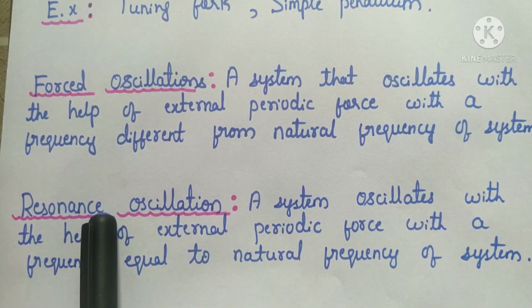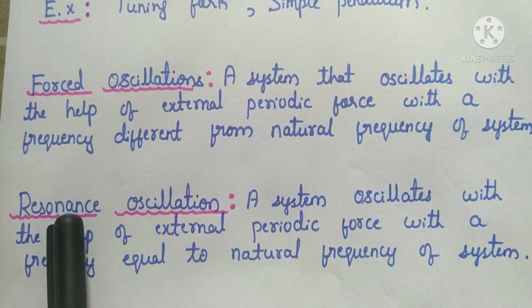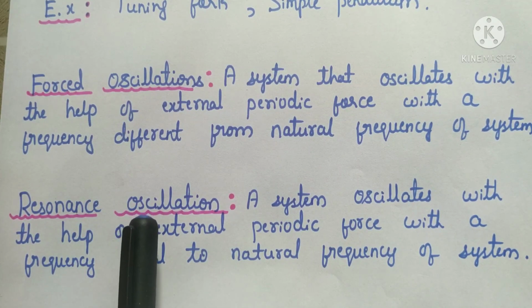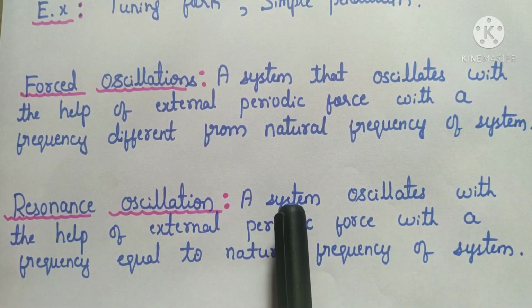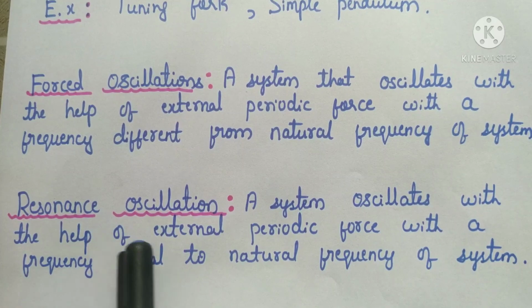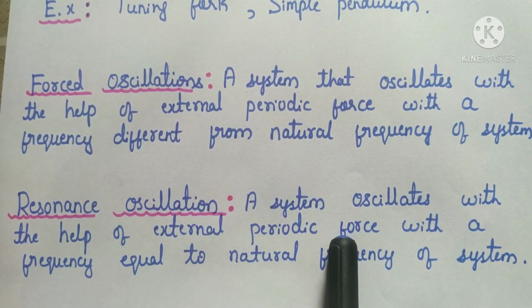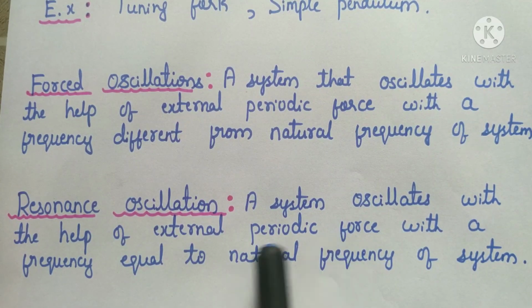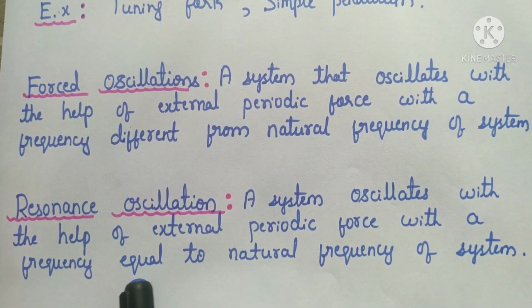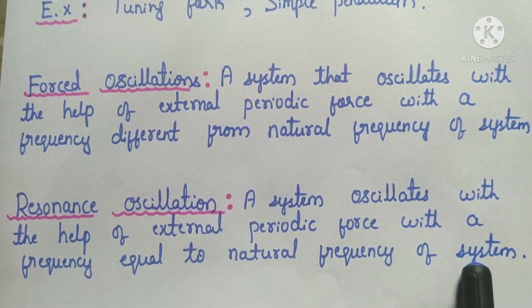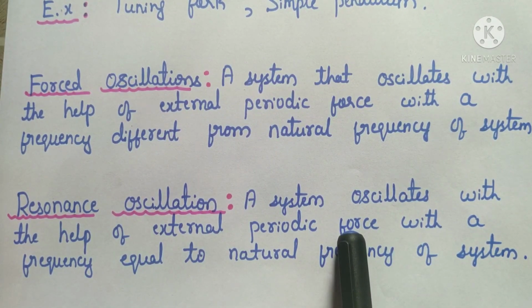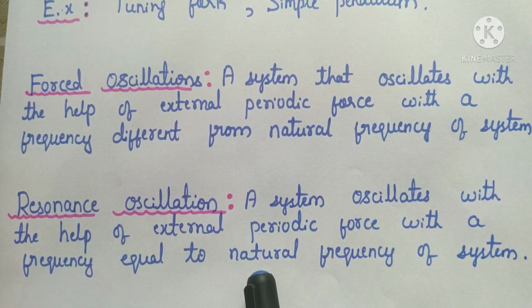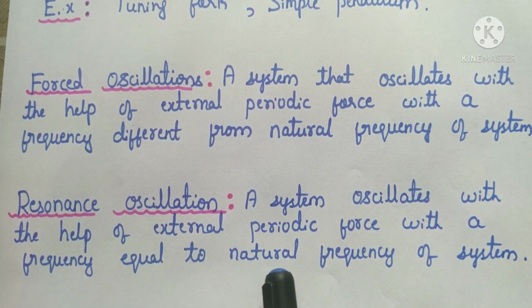And the third one is resonance oscillation. Here also the system needs the help of an external periodic force, and it will oscillate with a frequency equal to the natural frequency of the system. So when we apply the external force on a system, it starts to oscillate with a frequency equal to the natural frequency of the system.